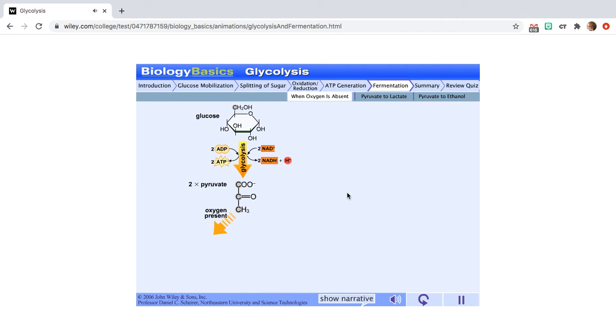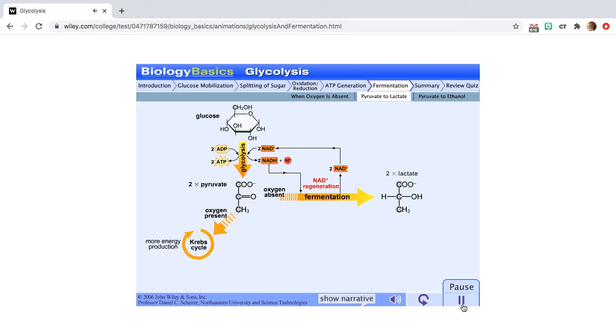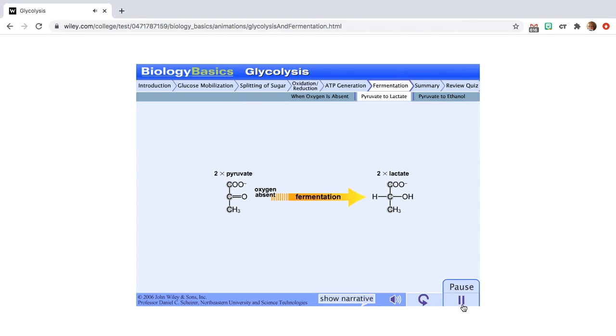If oxygen is present, pyruvate enters the mitochondrion where further energy-yielding reactions of the Krebs cycle will take place. However, if oxygen is not present, pyruvate will enter a pathway called fermentation. This pathway regenerates NAD+ from the oxidation of NADH. The NAD+ will be used again in the reactions of glycolysis. Let's see how pyruvate is modified in the reactions of fermentation.